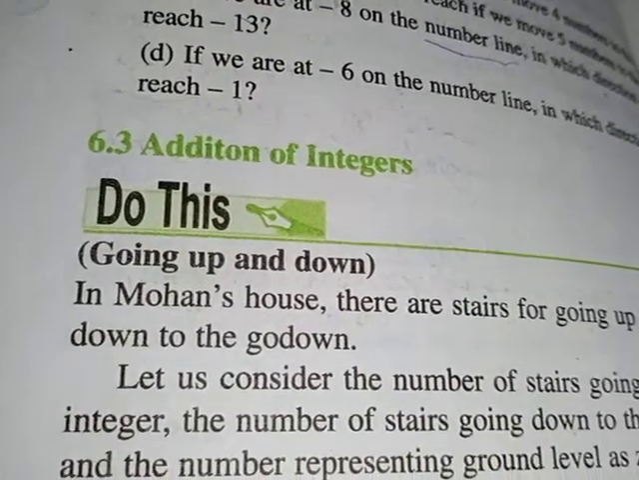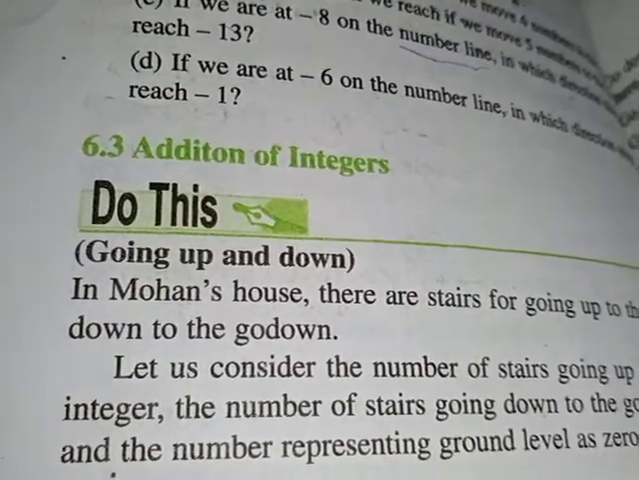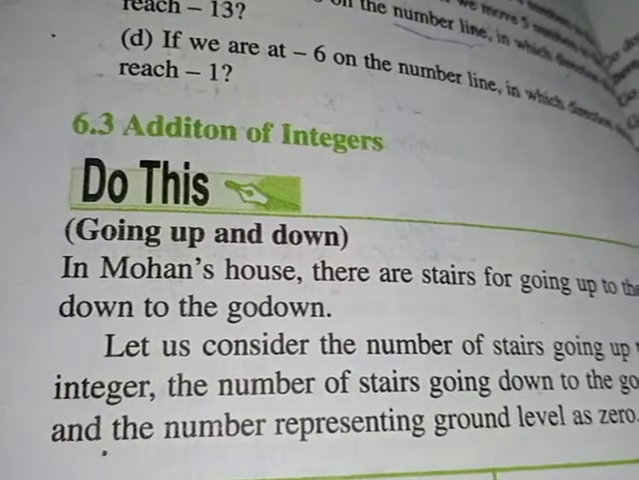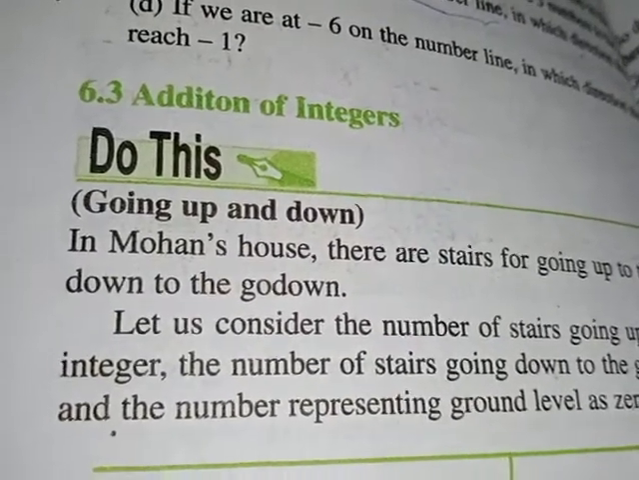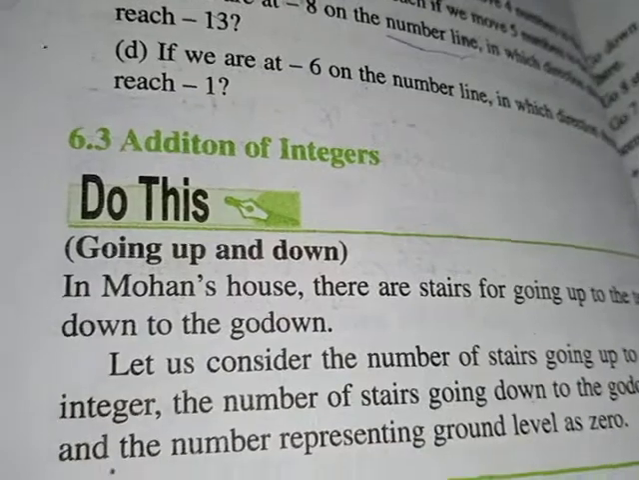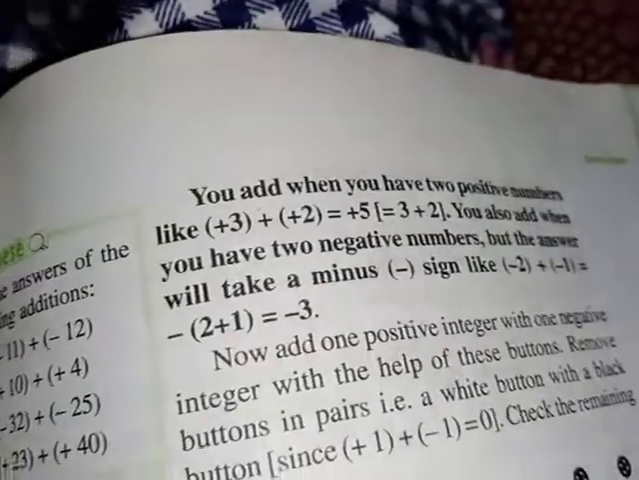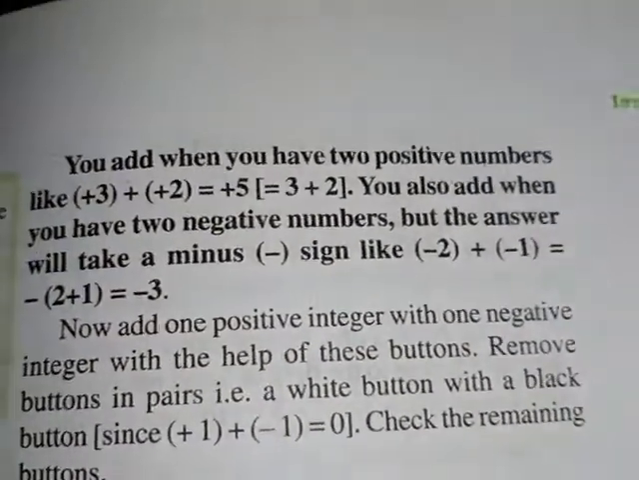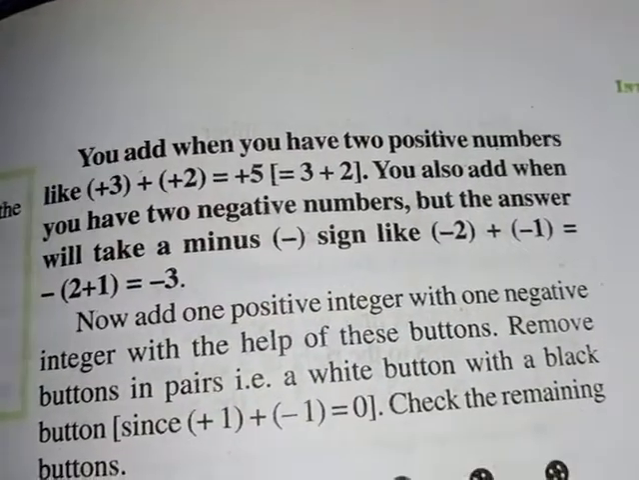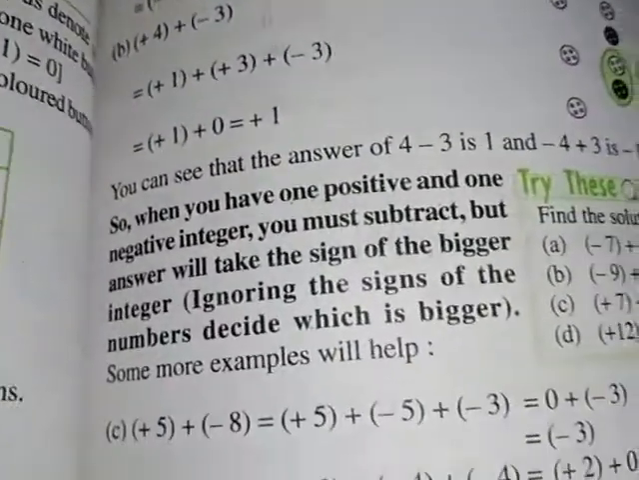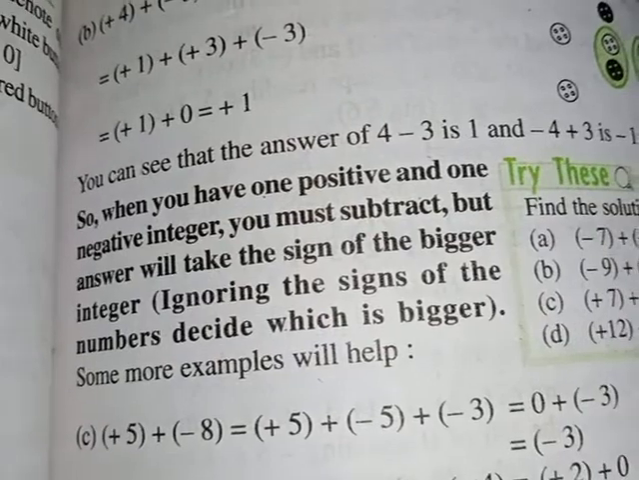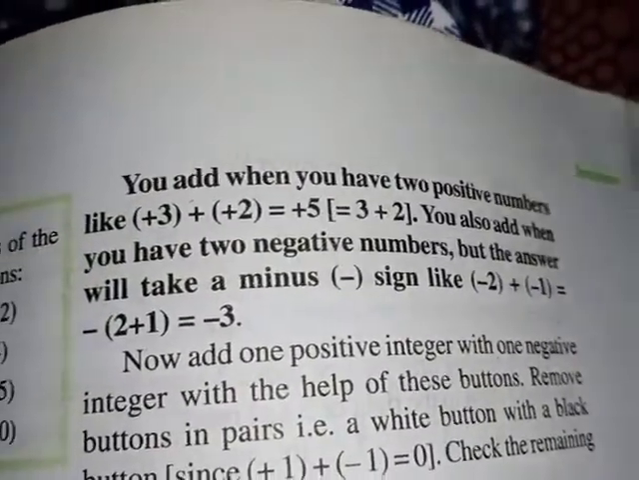Our next topic is addition of integers. How do we add the two integers? That is, how do we add positive and negative numbers? We will discuss now. If you see page number 125, there in bold alphabets, bold statements are given. These statements are the rules which tell us how to add the integers.